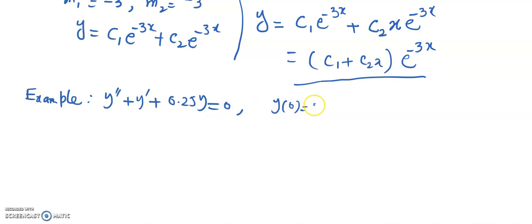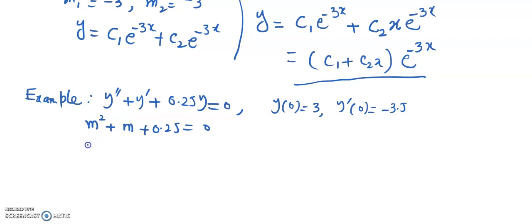So y(0) is equal to 3, y prime (0) is equal to minus 3.5. So this is an initial value problem, so we also need to find the values of the constants c1 and c2. The characteristic equation will be m square plus m plus 0.25 is equal to 0.